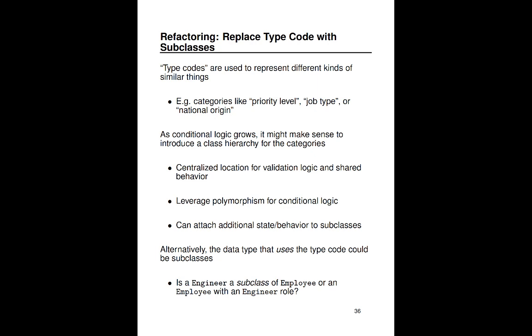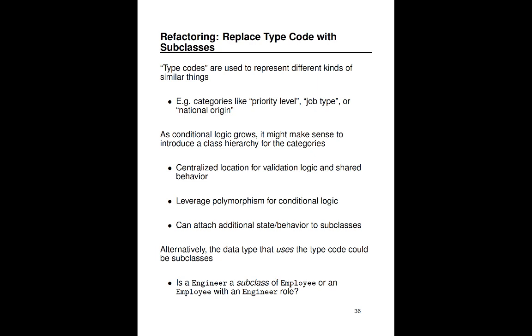Now, another common use of primitives that might not be fit to purpose is type codes. Type codes are used in software to represent different kinds of similar things, like priorities 1, 2, 3, 4 through 10, or a job type, or some sort of national origin on some survey. Right? You choose a code that represents something bigger.